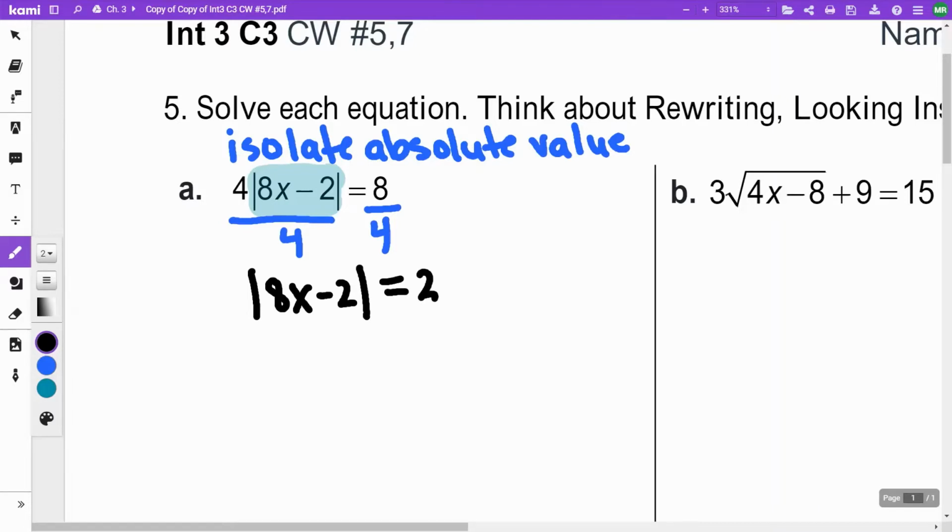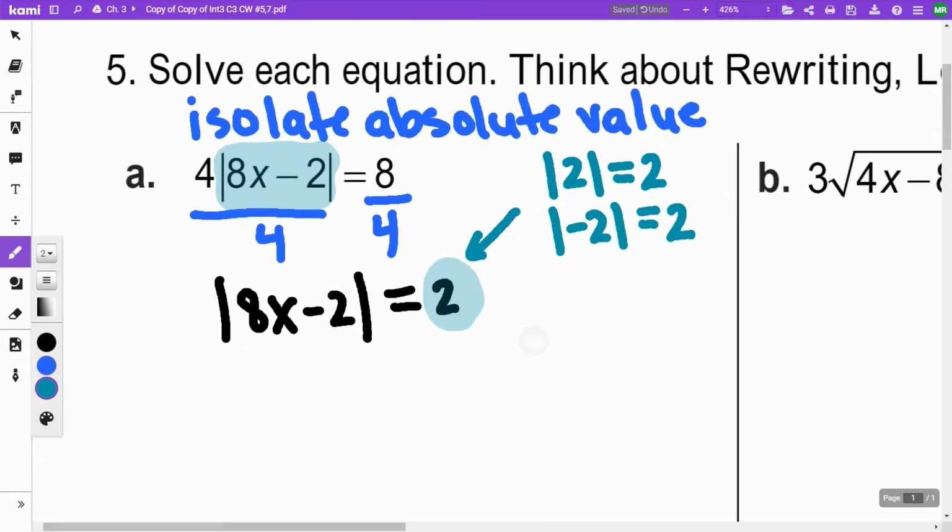Once you do that, what you want to do is look on the other side of the equal sign to see what type of number this is. This number has to be positive, okay? Because when I take the absolute value of 2, for example, I would get 2. When I take the absolute value of a negative 2, I would also get 2. So anytime I take the absolute value of a number, it is the positive distance that it is to 0. So 2 is 2 away from 0, and negative 2 is 2 away from 0.